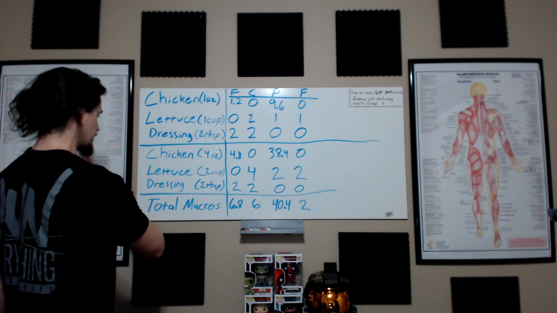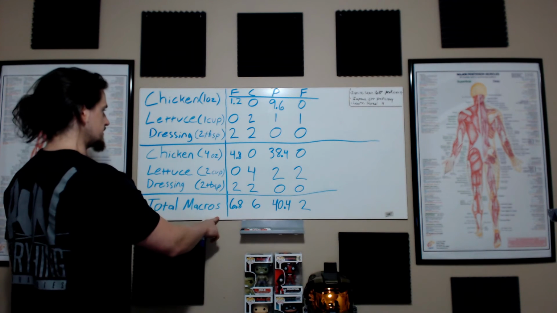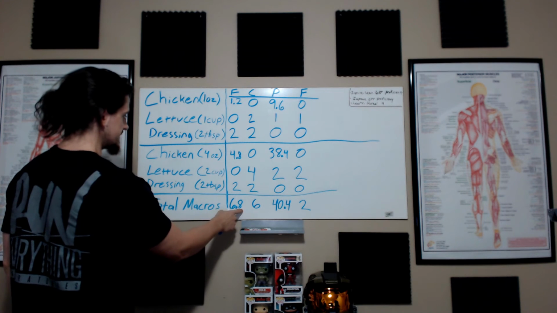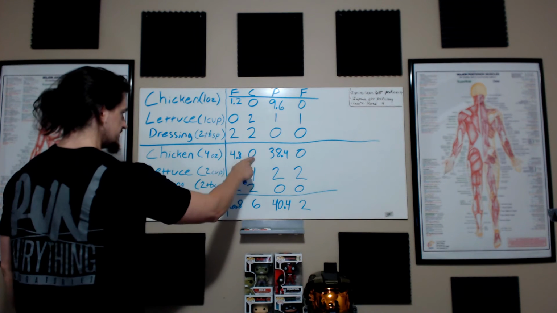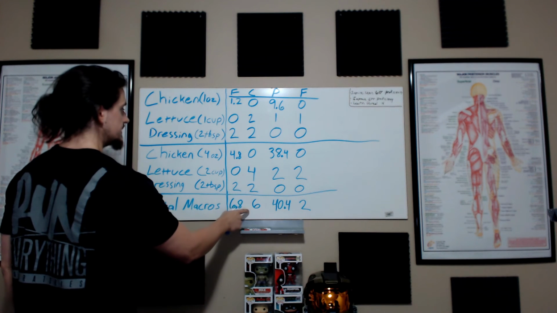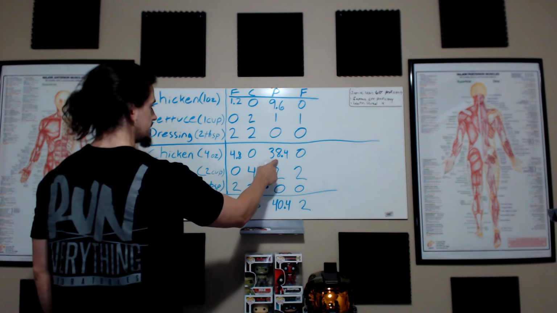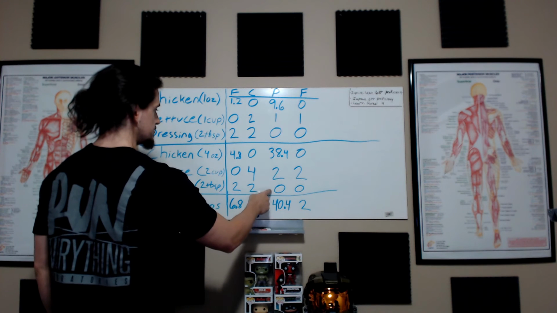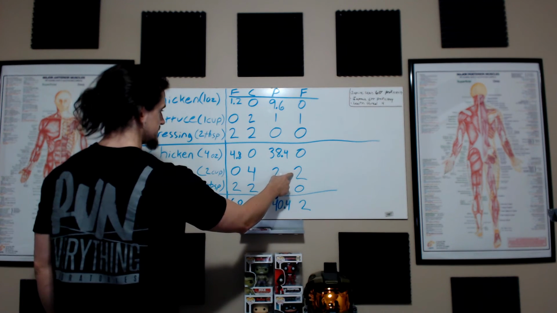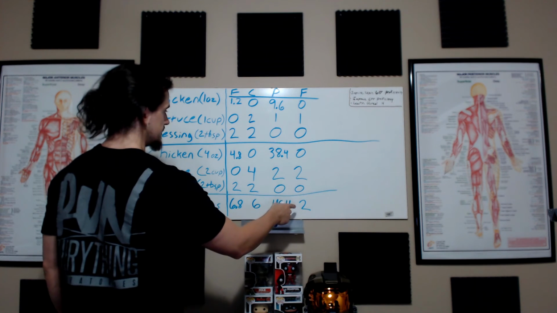And then right here we have the total macros for the meal. So 4.8 plus 0 plus 2 is 6.8. 0 plus 4 plus 2 is 6. 38.4 plus 2 plus 0, 40.4. 0 plus 2 plus 0 is 2.